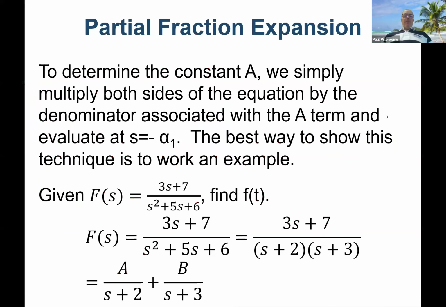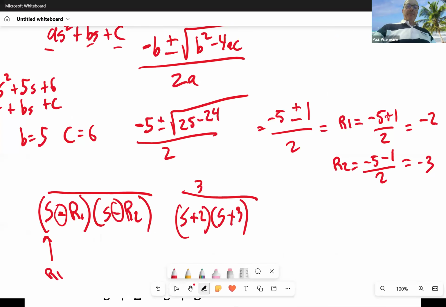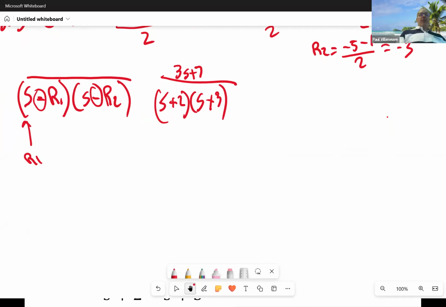So now let me grab the numerator here. So that's 3S plus 7. At this point, if it's possible, I would love to use a table, but we've already determined we can't do that. So now what we're going to do, and I'm going to write this all out, in partial fraction expanded form, is A over S plus 2 plus B over S plus 3. I have no idea what A and B are, but you get the idea.